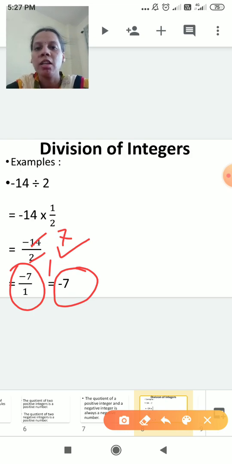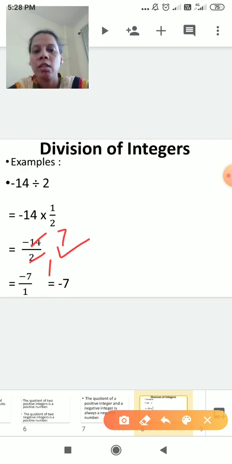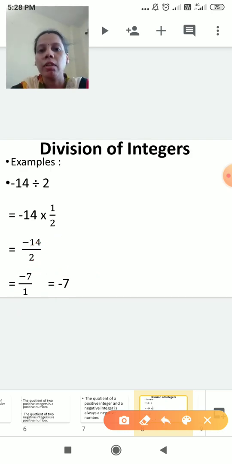In the denominator there is 1. So if you write this one, that is also correct. If you write down just minus 7, this is also correct. So this is the first sum we have solved. I hope you are clear with this.